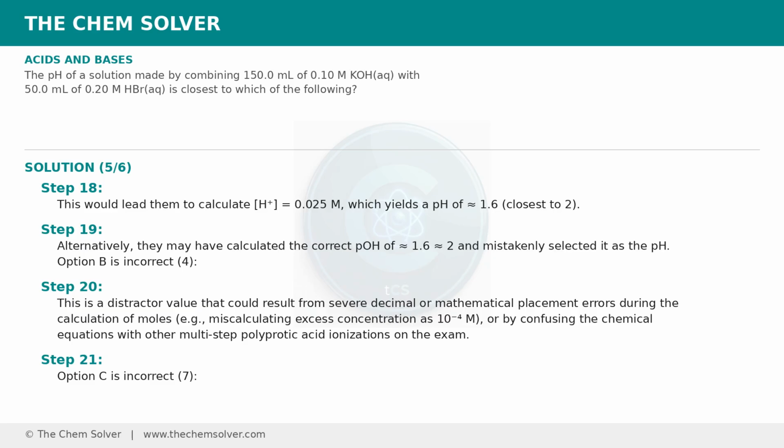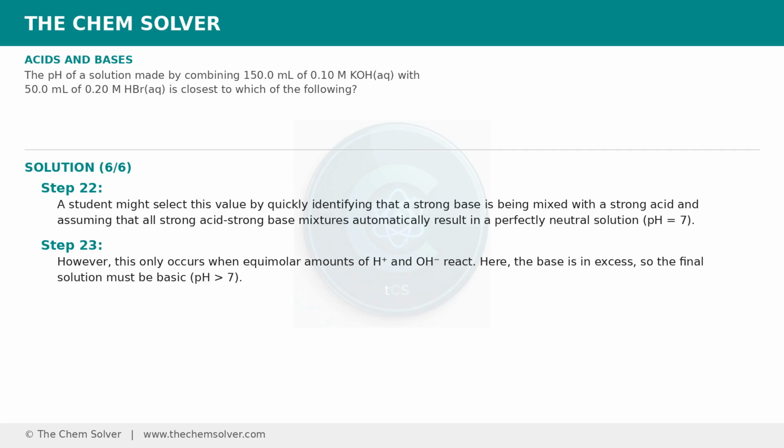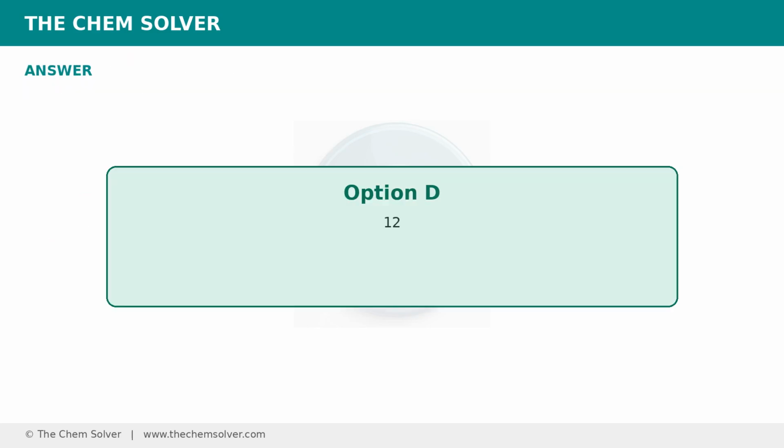Option C is incorrect, 7. A student might select this value by quickly identifying that a strong base is being mixed with a strong acid and assuming that all strong acid-strong base mixtures automatically result in a perfectly neutral solution, pH equals 7. However, this only occurs when equimolar amounts of H⁺ and OH⁻ react. Here, the base is in excess, so the final solution must be basic, pH greater than 7. The correct answer is option D, 12.